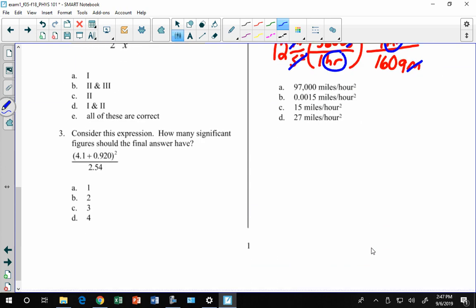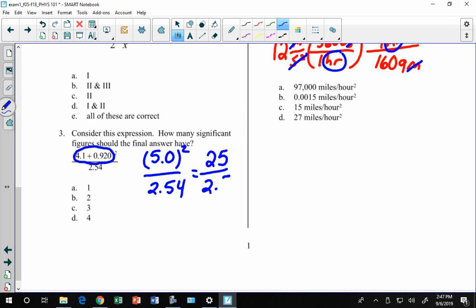Sig figs. If you add numbers, you keep the lowest number of decimal places. And I would follow this first because it's in parentheses. So that would be 5.0 squared divided by 2.54. And then I would square that number. It'd be 25. I kept 2 sig figs because that's what 5.0 had, divided by 2.54.